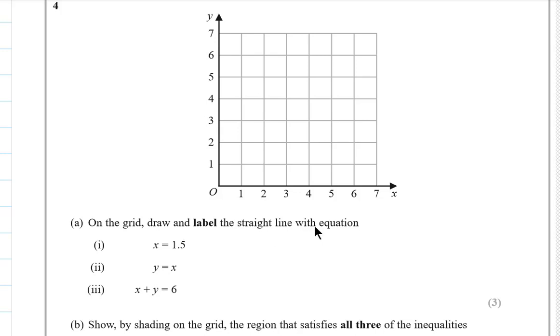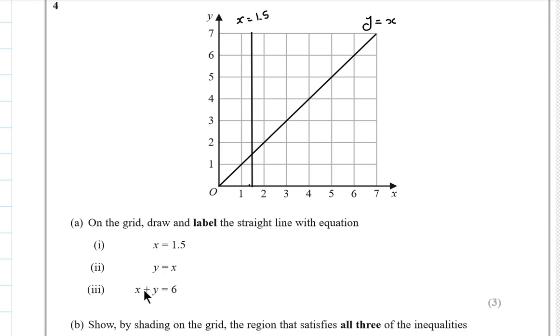Question 4. On the grid, draw and label the straight lines with equations x equals 1.5, y equals x, and x plus y equals 6. Okay, very good question. x equals 1.5 is a straight line parallel to the y-axis and cuts the x-axis at 1.5, right? So this is x equals 1.5. The second line, y equals x, is a very interesting line because it passes through (0, 0), (1, 1), (2, 2), and so on. It will bisect the first quadrant. This is y equals x.